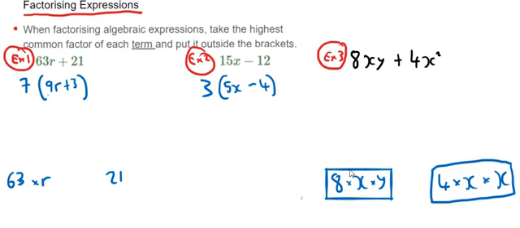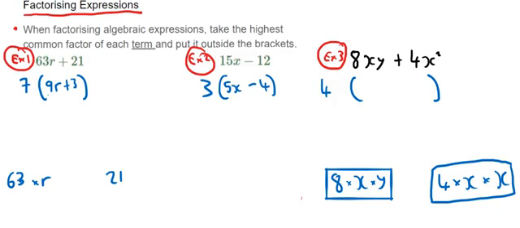So if I'm thinking about what's common in both of them, I need to put down my brackets first of all. That's always how we start. Look at the numbers first. I've got an 8 and I've got a 4. So the highest common factor of 8 and 4, it's not 2, there's one bigger than 2. 4 will divide evenly into 8 and 4. So 4 will go outside the brackets.